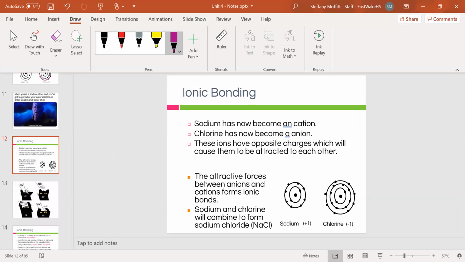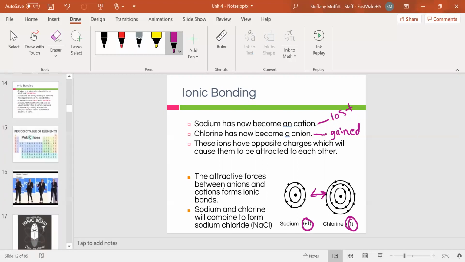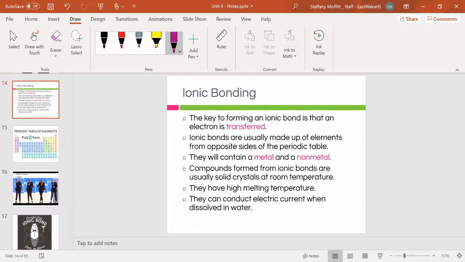So the sodium in this example became a cation because it lost the electron. The chlorine became an anion because it gained the electron. And they have now opposite charges, so we have that +1 here and a -1 here, and because of those opposite charges, they're going to attract and form that ionic bond. So the attractive force is what causes the ionic bond to form. And when these ionic bonds are formed, the key is that the electron is transferred. So that's that big vocabulary word there, it's transferred.